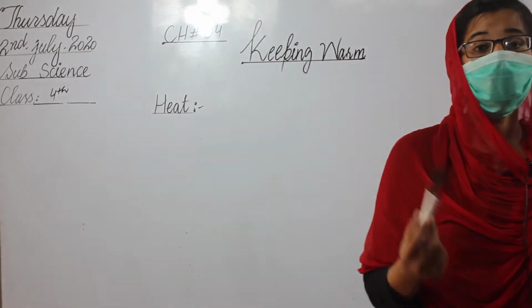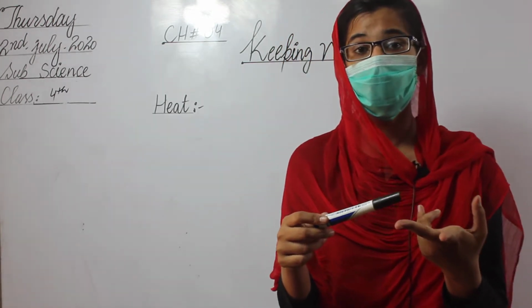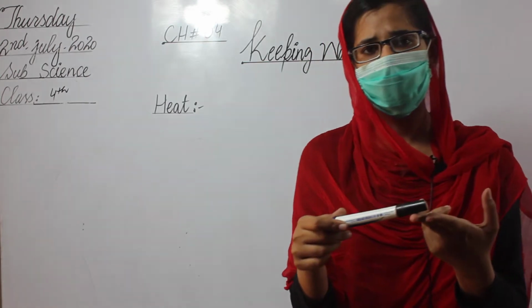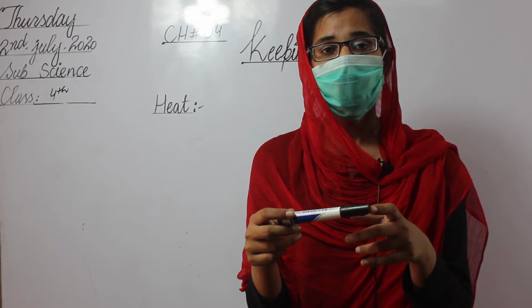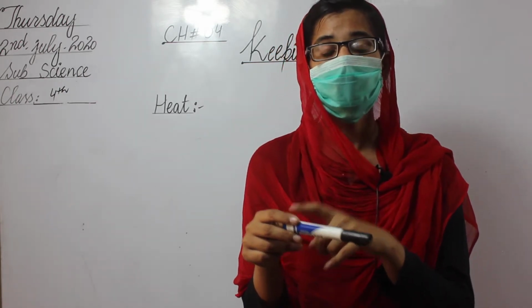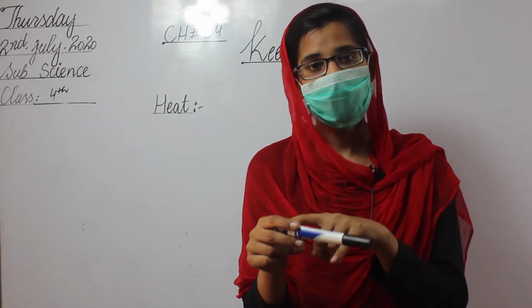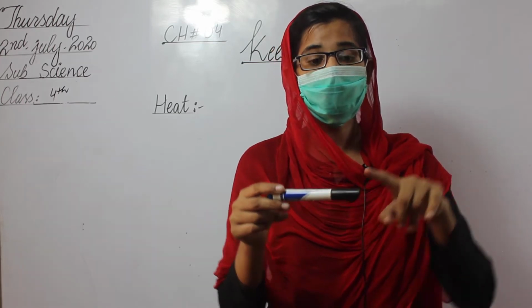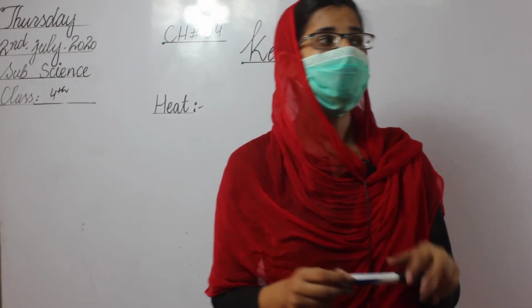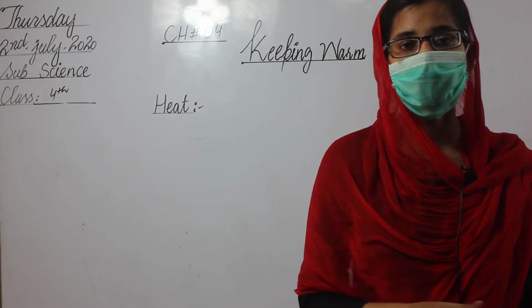For example, if we take an iron spoon and heat it from one edge, a few moments later you can see that the other edge of the spoon is also heated. It means heat travels from one edge of the spoon to the other edge. Heat travels from the high temperature of the spoon to the lower temperature of the spoon. It means heat travels from high temperature to lower temperature.